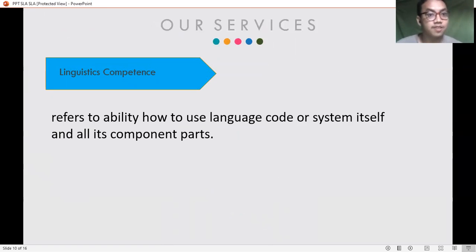So linguistic competence refers to the ability to use the language code or system itself and all its component parts. In the language code or system, we have phonological, lexical, morphological, and syntactic components. What is phonological? Phonological is related to sound. We have, for example, the sounds o, e, long e, short e, etc. And phonological includes both segmental features, vowels, consonants and syllable types, and suprasegmental features, stress, intonation, or written.